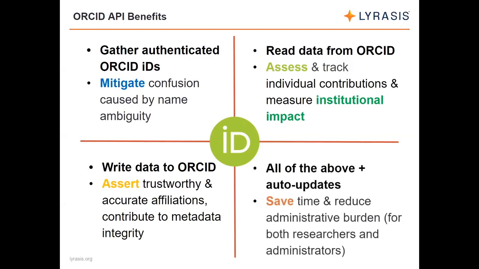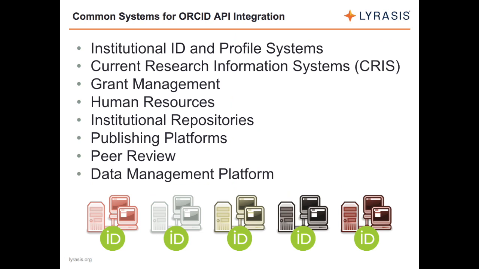ultimately save time and reduce administrative burden for both researchers and administrators by using the ORCID API to transfer data for reporting and assessment, rather than having researchers submit static print-based CVs or filling out forms over and over again. Any system can be configured to work with the ORCID API, including institutional identity management systems, research information systems, grants management, and institutional repositories and publishing systems.